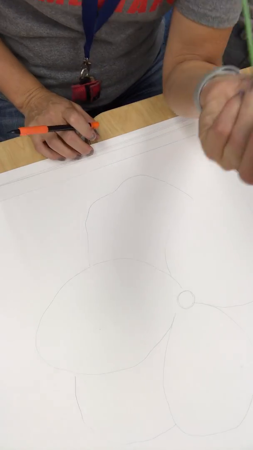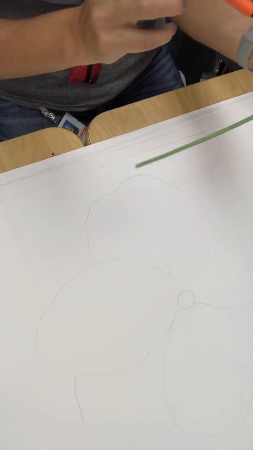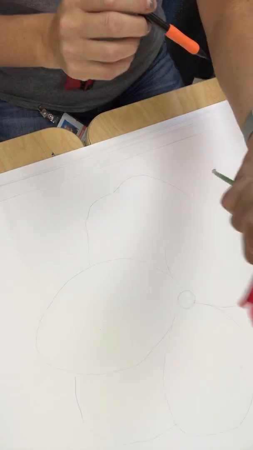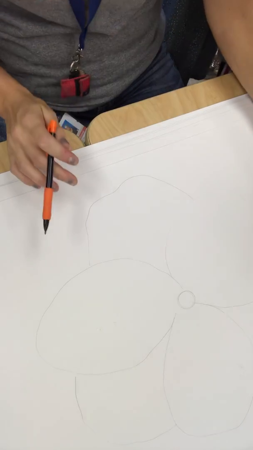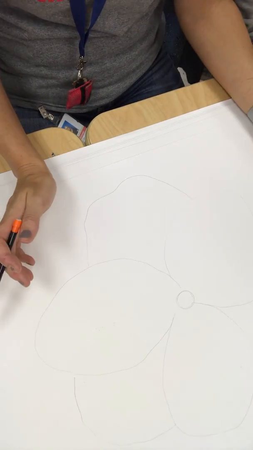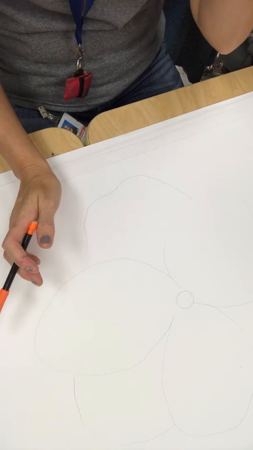Now, I'm not gonna worry about those little spikes in there right now because I'm gonna paint this. And if I draw those spikes in there, I'm just gonna paint right over them, okay?